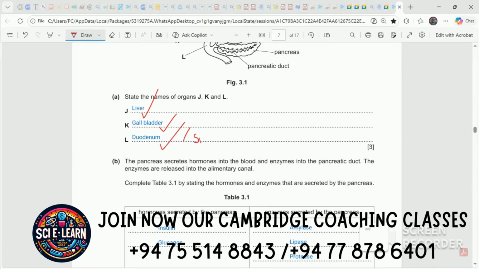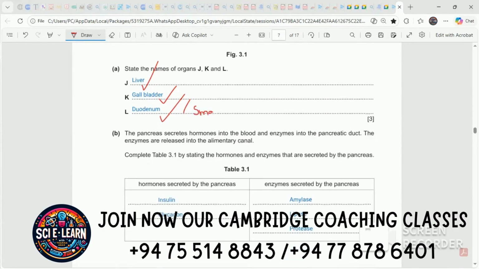Okay, small intestine. Like, if I put either or, it'll be fine? Yes, either is fine.